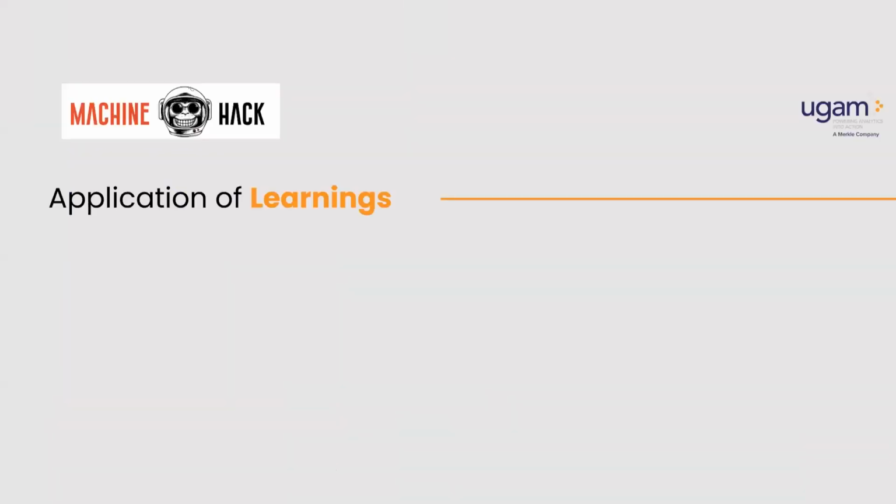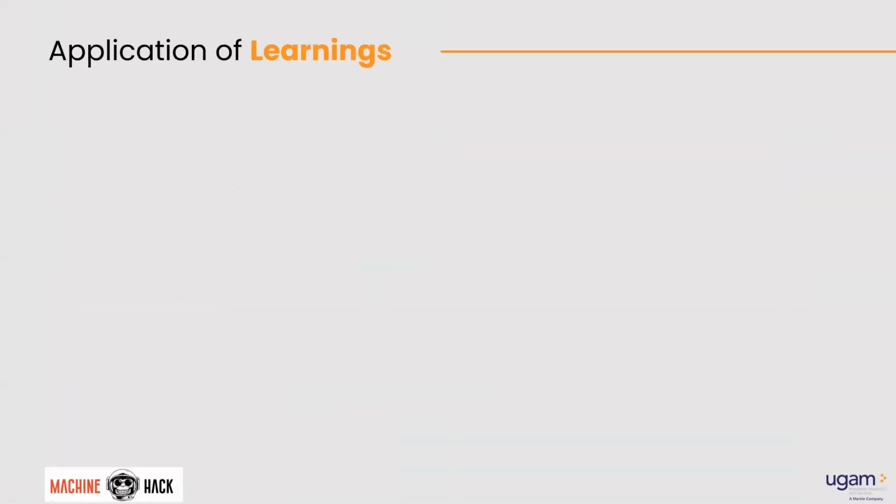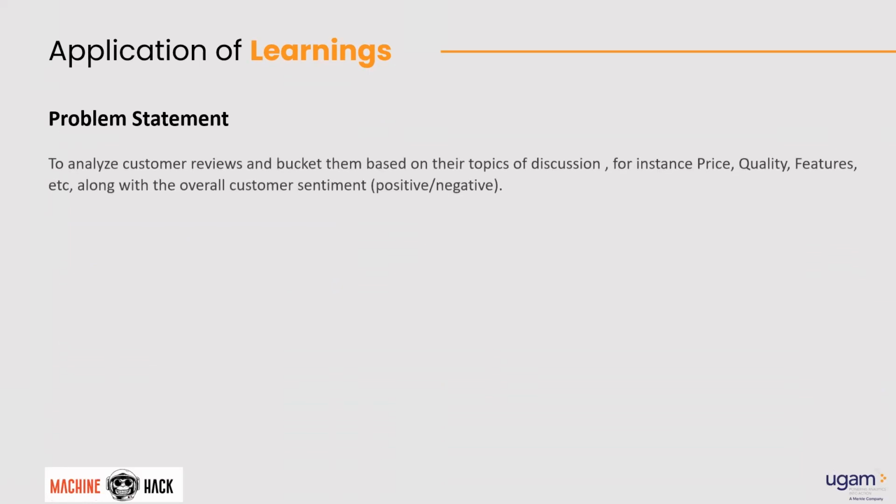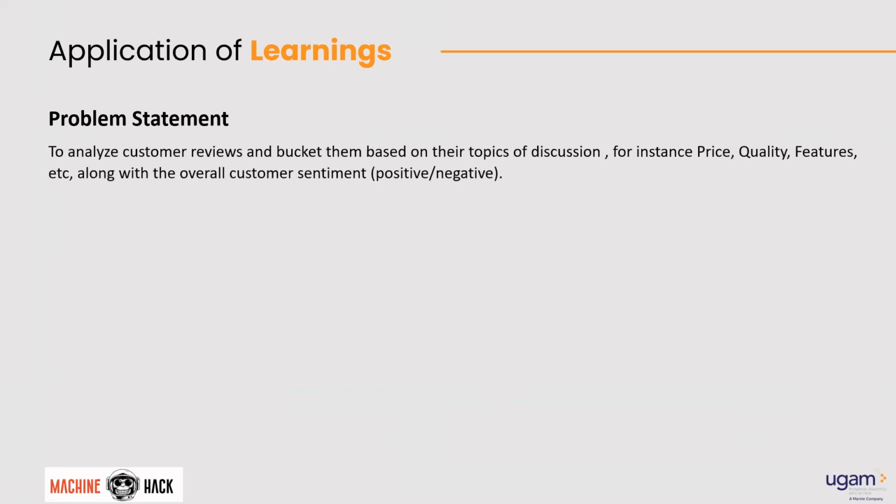So what I'll be doing is starting with this: whenever you get any problem statement in any hackathon, the first thing is why that problem statement was given. What is the benefit of that problem statement? As Salil and Rajat have already mentioned, the problem statement is basically that you're given customer sentiment, positive and negative, and apart from that, what topic he is speaking on.